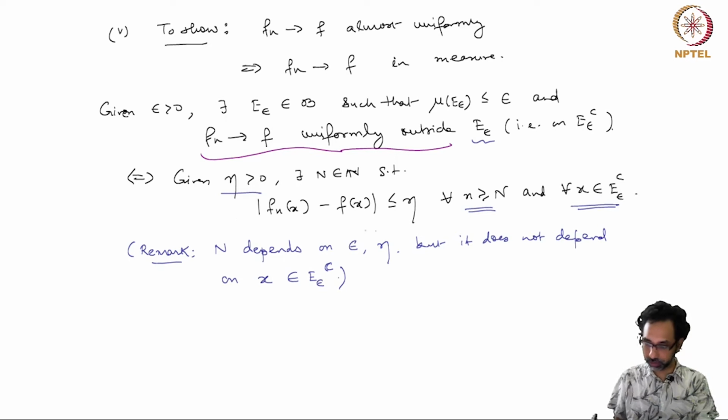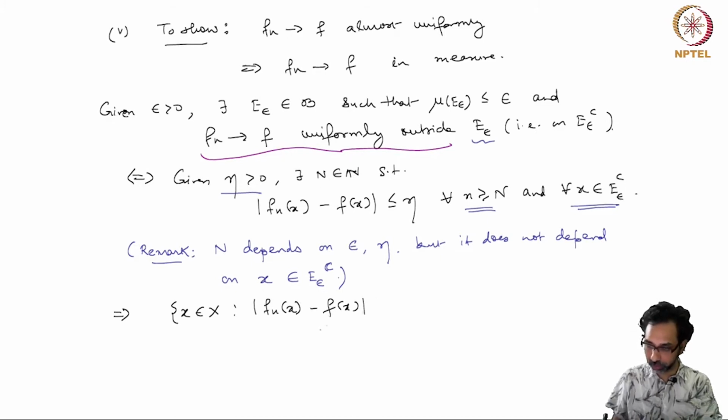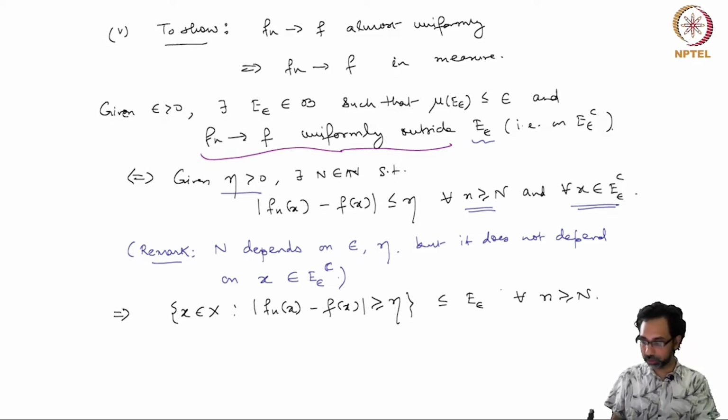Okay, so now we have this. So this implies that the set of points in X such that the modulus of fn(x) minus f(x) is greater than or equal to eta is therefore a subset of E epsilon for all n greater than or equal to this capital N, because outside E epsilon it must be less than eta, right? For all n greater than or equal to capital N. So this is the kind of set that we want to estimate when we are talking about convergence in measure. So therefore the measure of this set is bounded above by the measure of E epsilon.